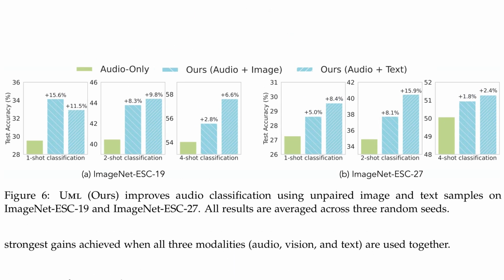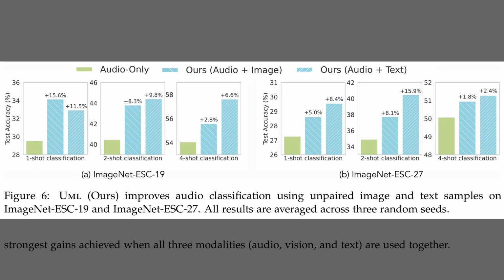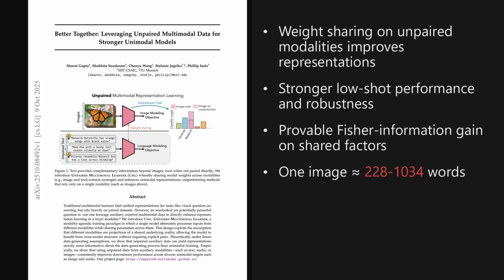So, while Table 2 showed supervised image gains, Figure 6 focuses on audio. The figure compares audio-only training with adding unpaired images or unpaired text across 1, 2, and 4-shot settings. Results on ImageNet ESC19 show sizable boosts, roughly 8 to 16%, strongest in low shot. Results on ImageNet ESC27 mirror this pattern, with about 5 to 16% improvements, which signals that visual or language semantics sharpen audio representations.